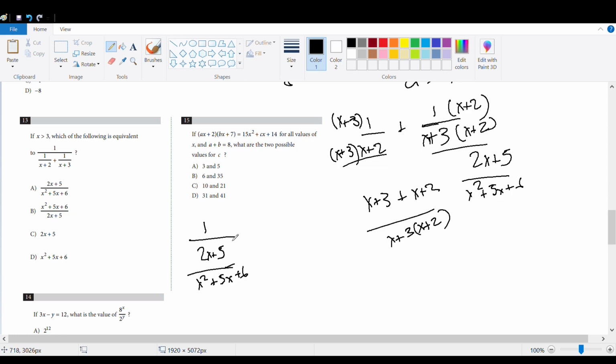And if you remember something, you could do a keep, change, flip, or 1 over 1, and then change the signs from a division to a multiplication, and then flip this fraction here. So you get x squared plus 5x plus 6 over 2x plus 5, and because this is 1, it's just the same thing, and that is B. So at first it looks very complicated, but once you understand how to make these denominators the same, and then the keep, change, flip rule, then it becomes quite simple actually. And I hope you followed along with that.